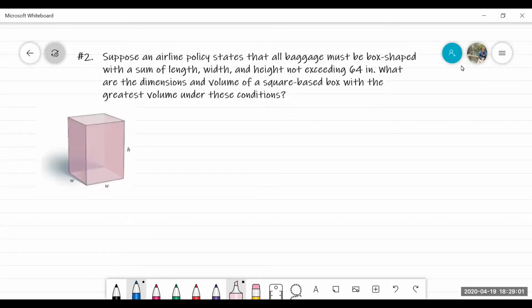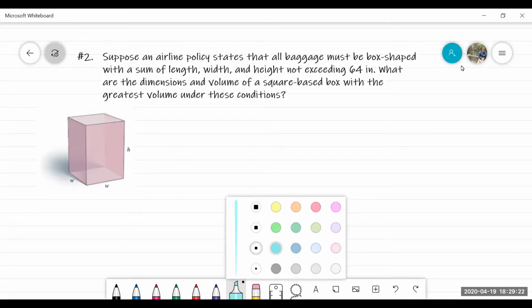Okay, so we're looking this time at an airline policy. If you've ever traveled, I know no one's traveling recently, but if you've ever traveled, we know that they're very picky about their baggage constraints, right? So we're looking, and again, I want to focus on what is this main constraint we're trying to find, right?